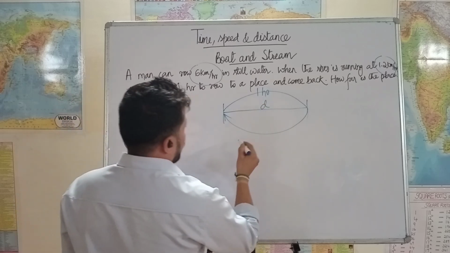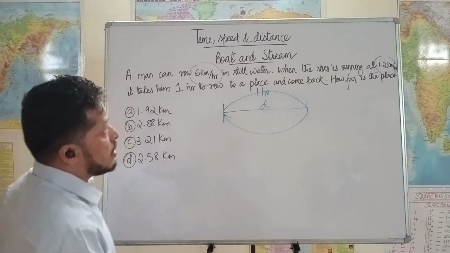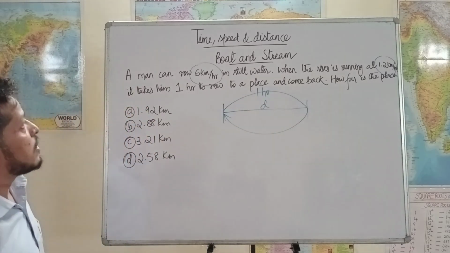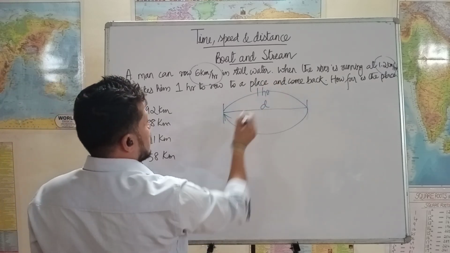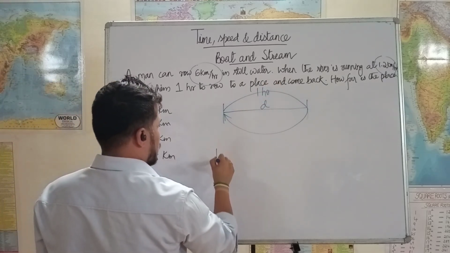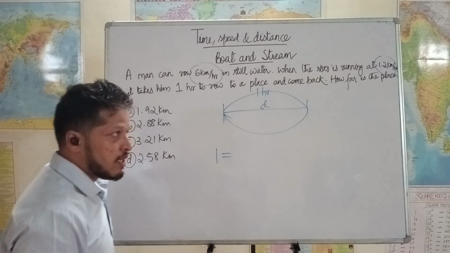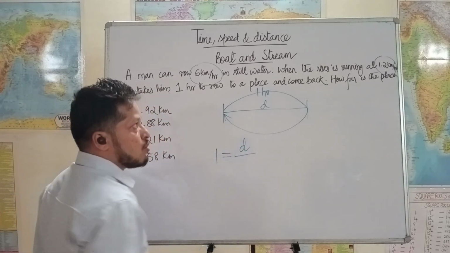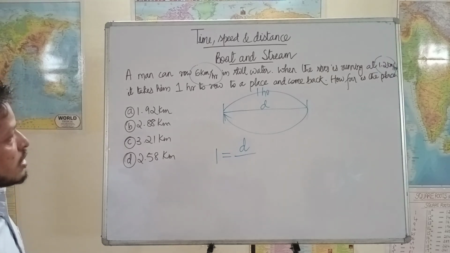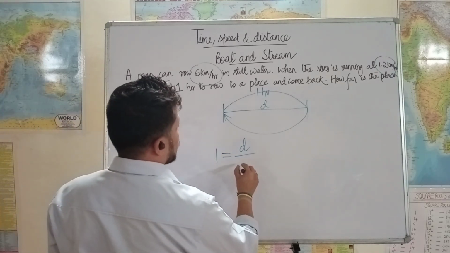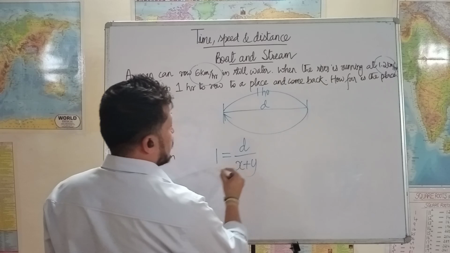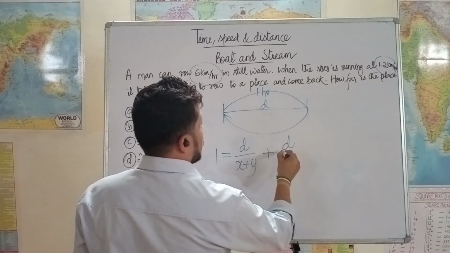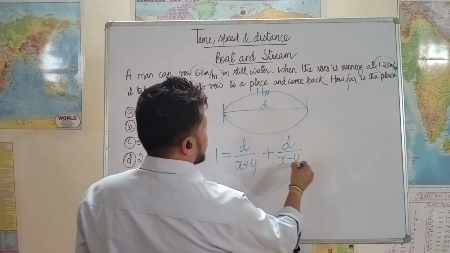So the speed will differ. While going, the speed will be x plus y. While returning, it will be x minus y. Right? Let's see. The time taken is 1 hour. Time is equal to distance by speed, right? While going onward, distance is d. Let's assume it's d. Then the speed is x plus y. And while returning, you will travel the same distance, but that speed will be x minus y.